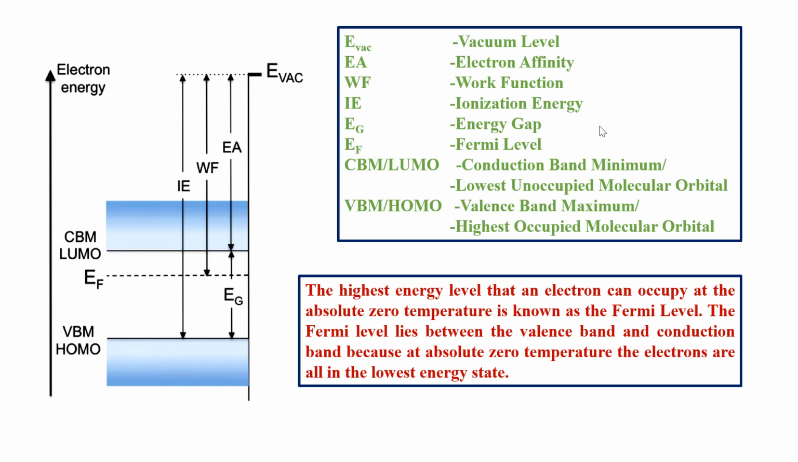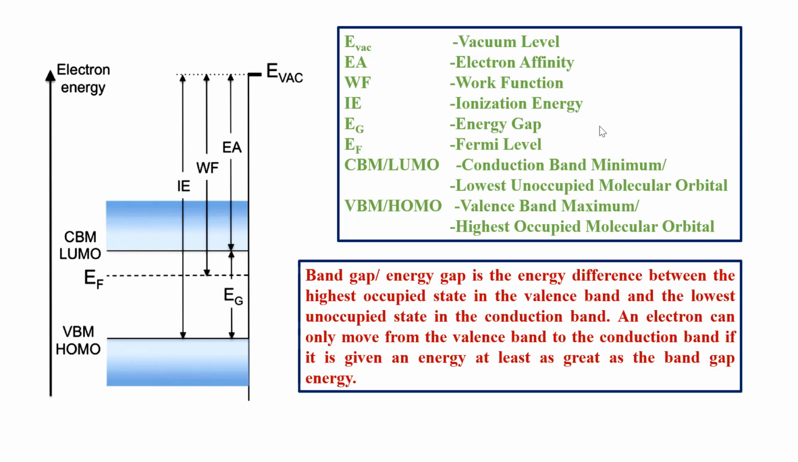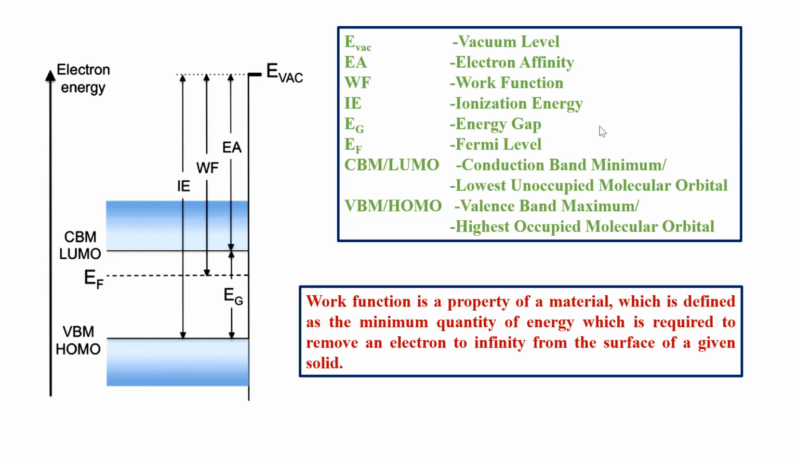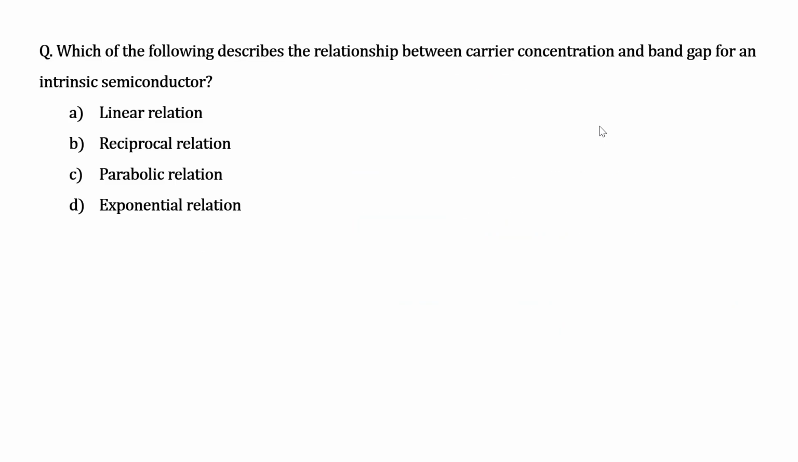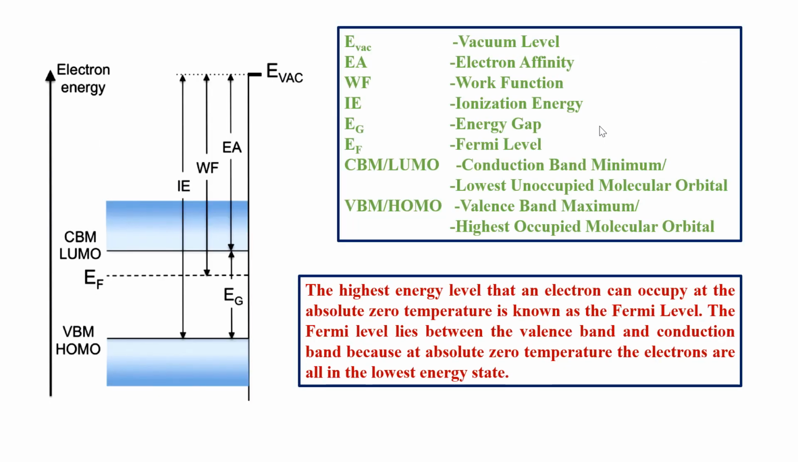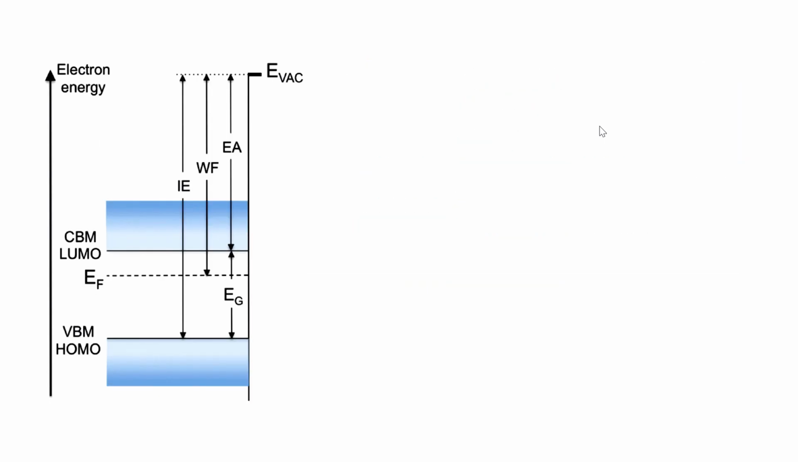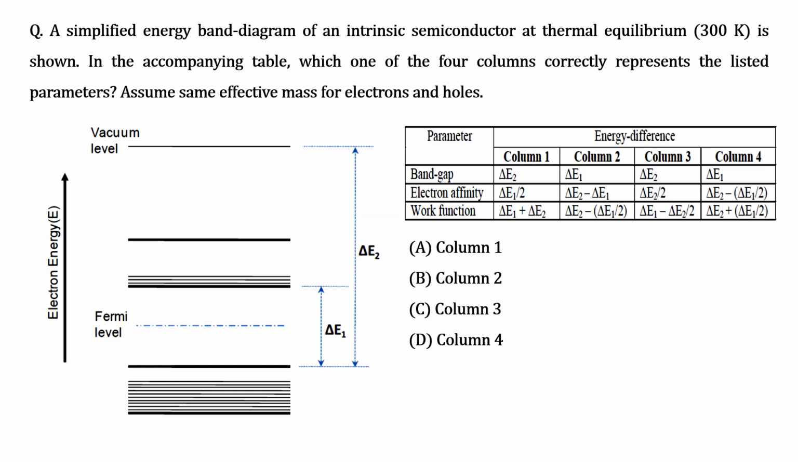We have explained what the Fermi level is, what the band gap or energy gap is, what the work function is, and what chi or electron affinity is. Once you are clear with these concepts, you will come back to this question and be able to answer. So first, what will be the option?